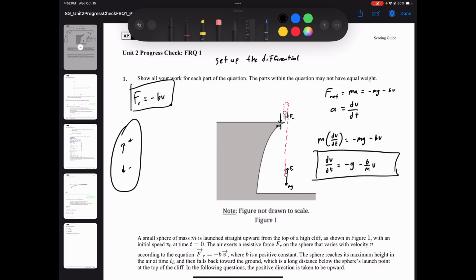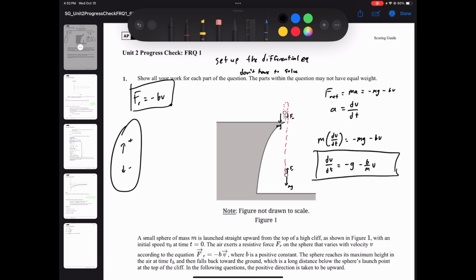Now, all you're going to have to do for the test is set up the differential equation. You do not have to solve. If there's a follow-up that requires the solution to the differential equation, I will provide it.